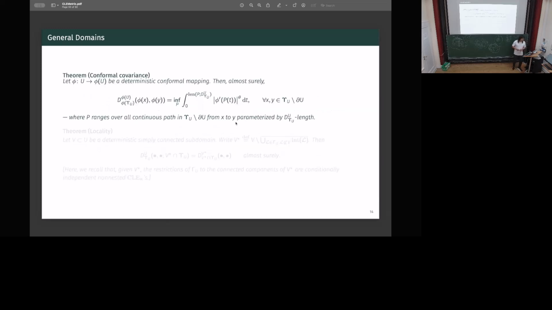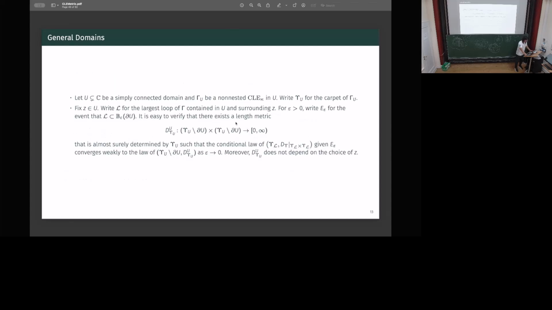But then the geodesic will go along the boundary, right? Yes, that's why we only call it a length metric. Okay, I see. Yes. So if this arc is too smooth, then the geodesic between these two points, it is possible it will go along it. I see. So we only define a length metric.